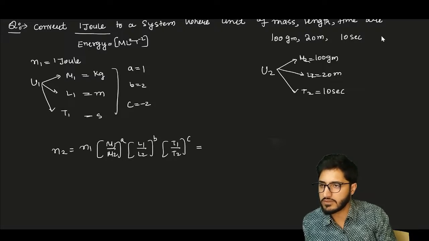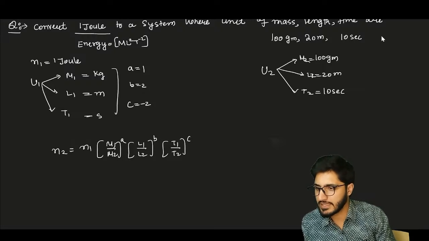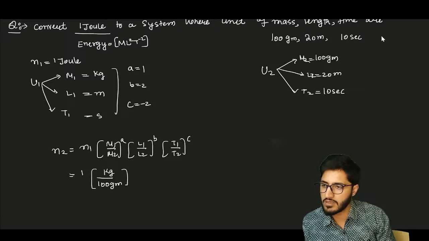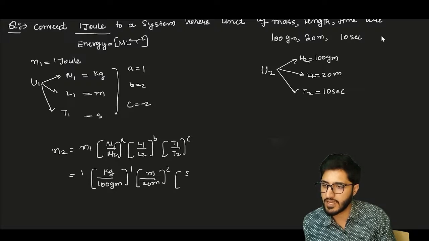What is N1? N1 is given as 1. M1 is kilogram. M2 is 100 gram. A is 1. L1 is meter. L2 is 20 meter. B is 2. T1 is second. T2 is 10 second. Power is minus 2.